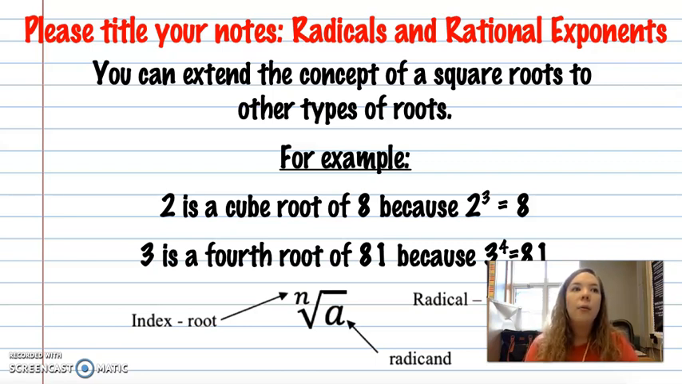And really, we've done square roots, cube roots before, but they've always been values where they're numbers, or they've been numerical. But today we're going to talk about what happens if you have a variable and how we could simplify those things. So radicals and rational exponents is your title for today, and we're going to extend the concept of square roots to other types of roots.